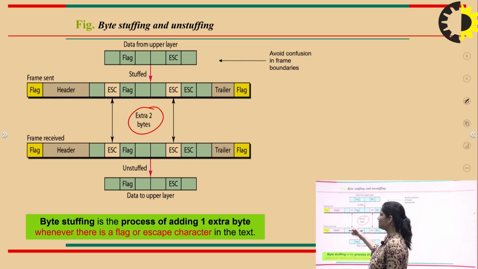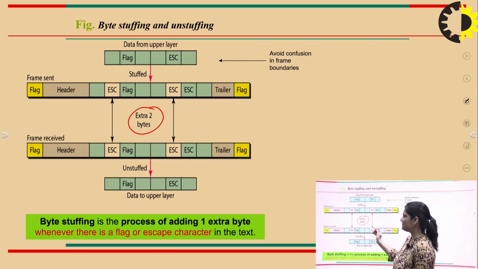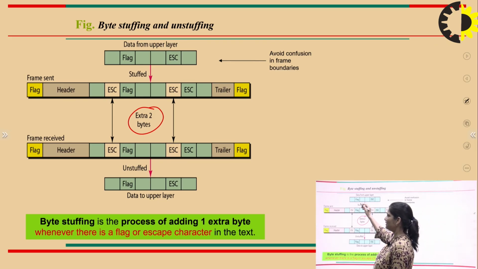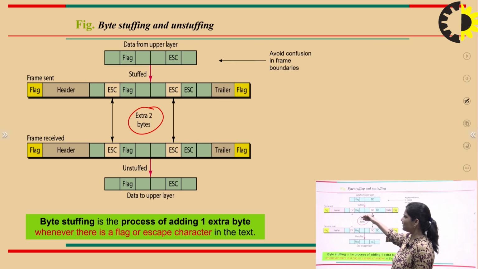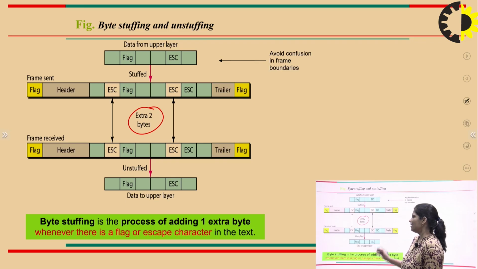we can add extra bytes here at the sender side, and we can remove them when we receive the data at the receiver, because whatever data we send from the sender, we have to receive that same data at the receiver side. So if we are stuffing, meaning adding extra bytes in this frame, then we have to remove these extra bytes, meaning unstuff them, when receiving data at the receiver side.